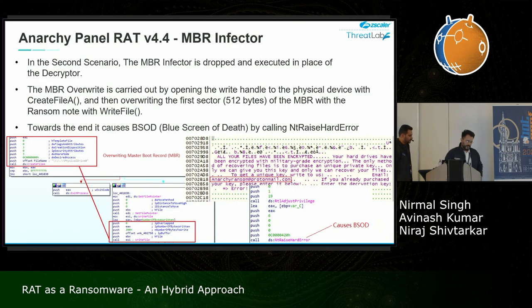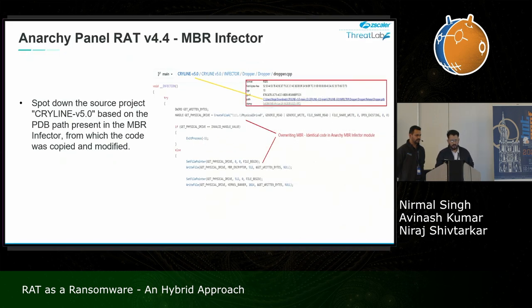As we talked about earlier, the second module is the MBR Infector. In this module, instead of the decryptor, it will drop the MBR infector and execute it. The MBR infector first overwrites the first 512 bytes of the MBR with the ransomware note. At the end of this process, it will also cause a blue screen of death. We have also noticed that this MBR infector only works on legacy operating systems, but not on the latest operating systems. During our investigation, we also found that this MBR infector is copied and modified from an open source project named Kryline version 5.0. We found it on GitHub.